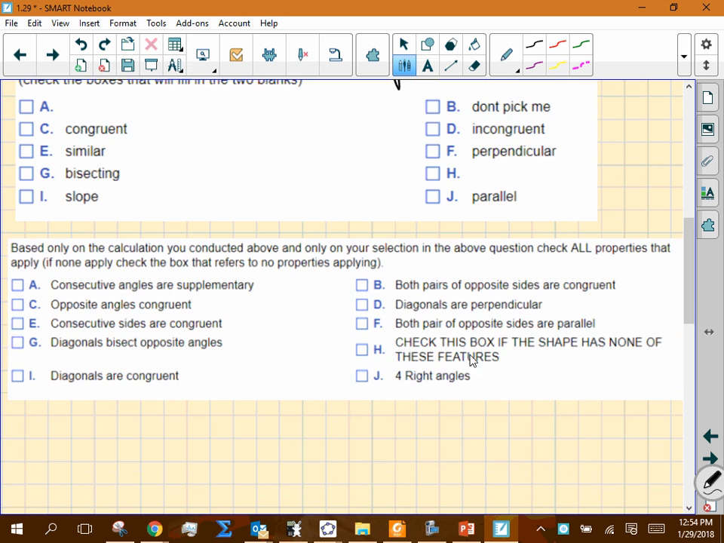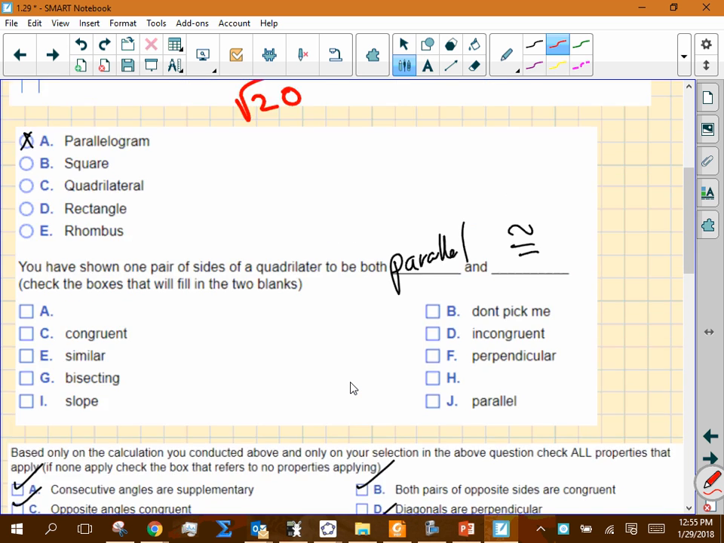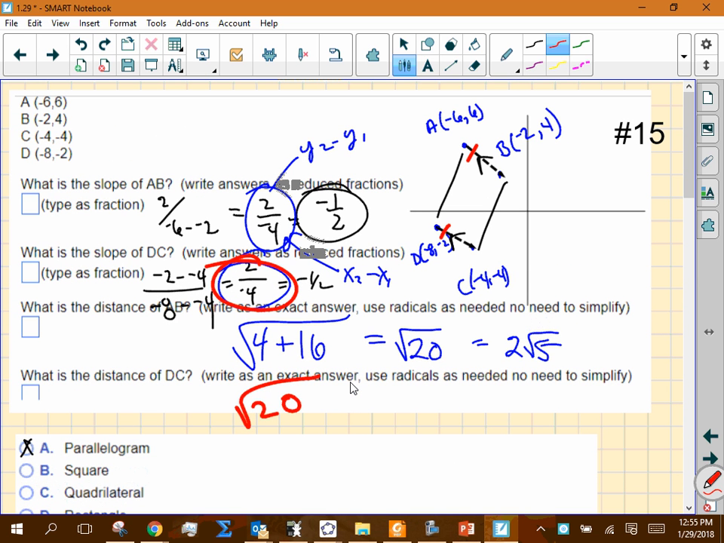Moving onward then, we should be able to check off the correct properties for this thing. Consecutive angles, supplementary, yep. Opposite angles, congruent, yep. Consecutive sides are congruent, don't know. Diagonals bisect opposite angles, don't know. Diagonals congruent, we don't know. Both pairs of opposite sides are congruent, yep. Diagonals perpendicular, don't know. Both pairs of opposite sides are parallel, yep. 4 right angles, don't know, okay. Based off the calculations that we did.